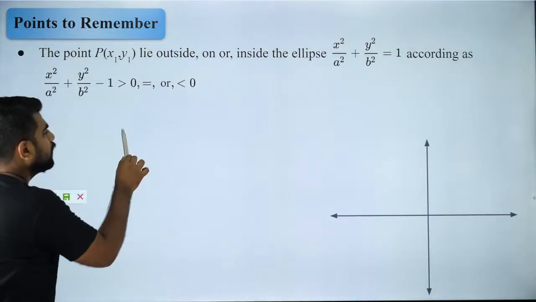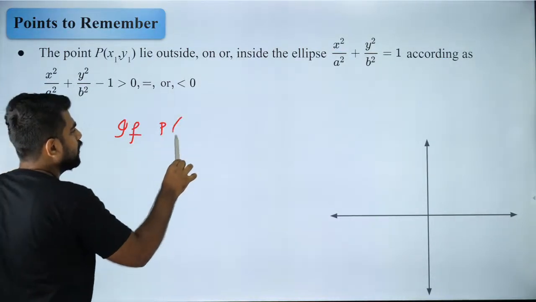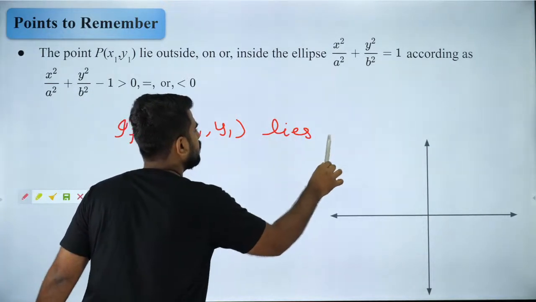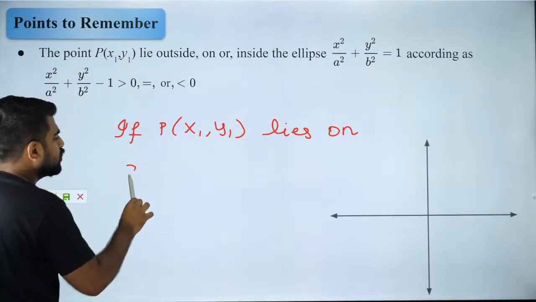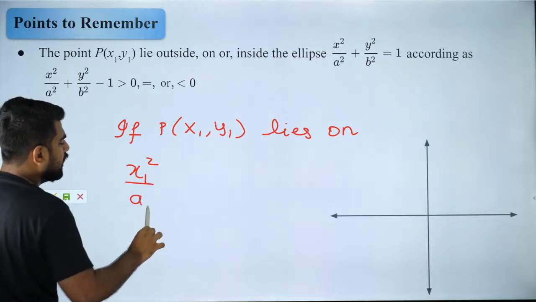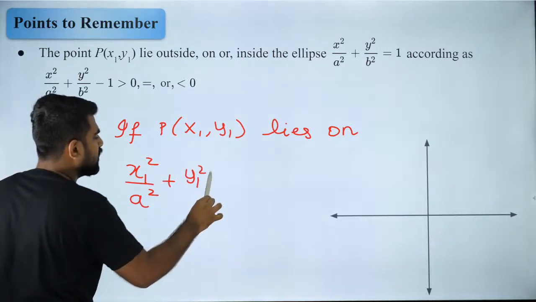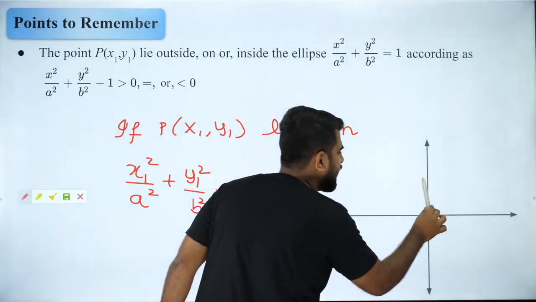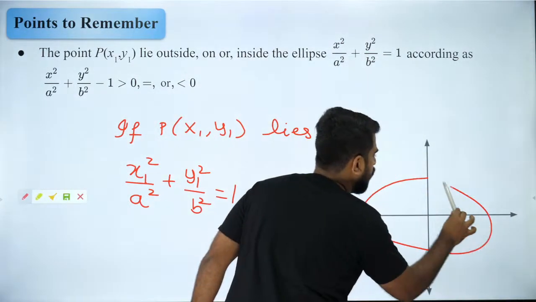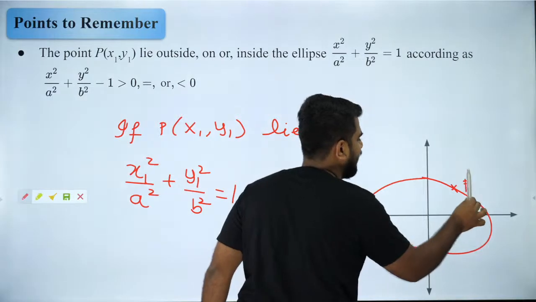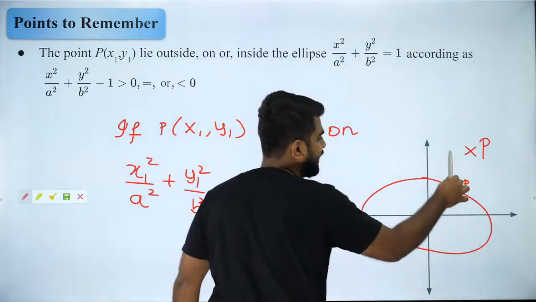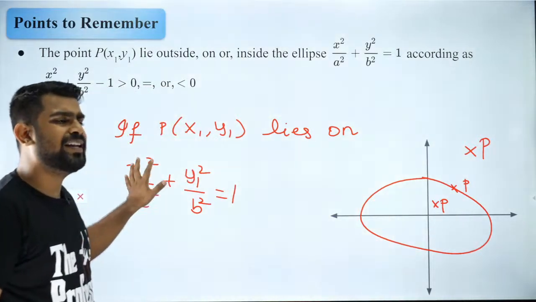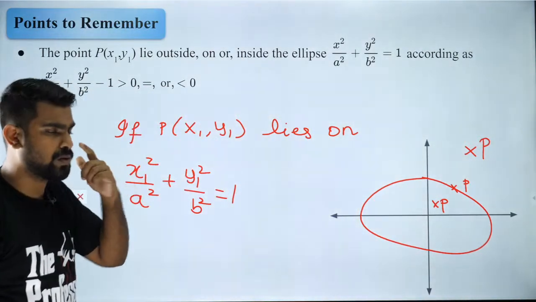So if P is (x1, y1) and it lies on the ellipse, then it has to satisfy this ellipse equation. Are you all clear with it? That is quite easy to understand. So let us say you have a very nice ellipse over here, and I want to understand what is the condition for P lying on the ellipse, for P lying outside, and for P lying inside the ellipse. Lying on the ellipse, everybody can do. It's a very simple concept.